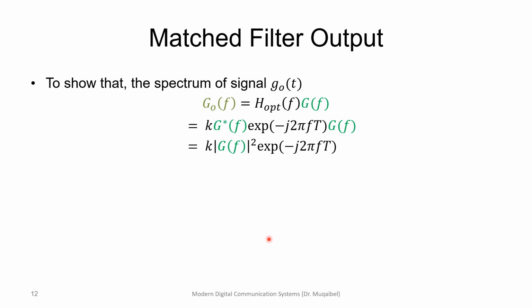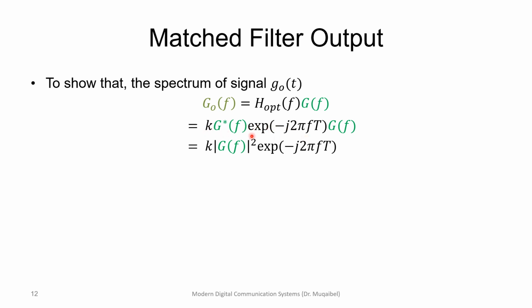To show that the spectrum of the signal is g of t, to show that this is true, I can prove that to you through the following quick derivation. The output spectrum is the result of the multiplication in frequency domain of the optimum filter times the input signal. And of course, the optimum filter is designed to be optimal, which is the matched filter.